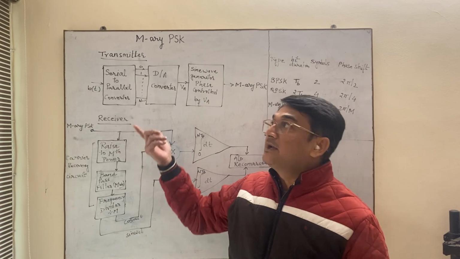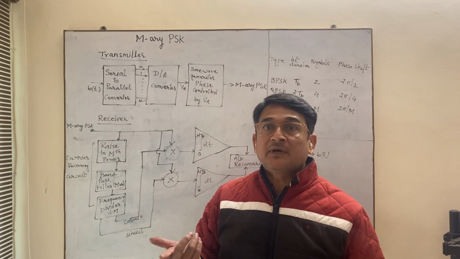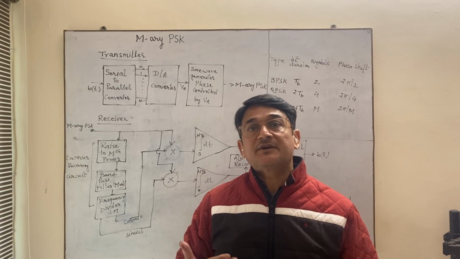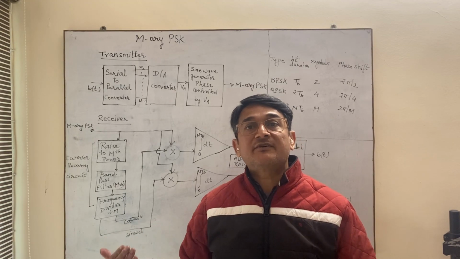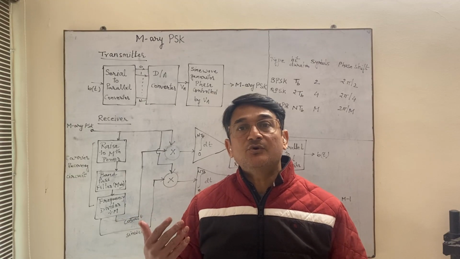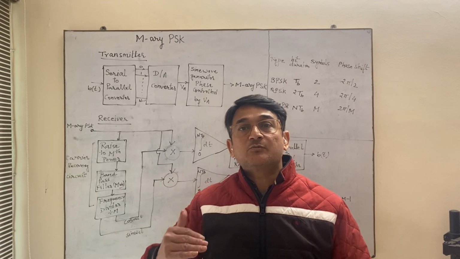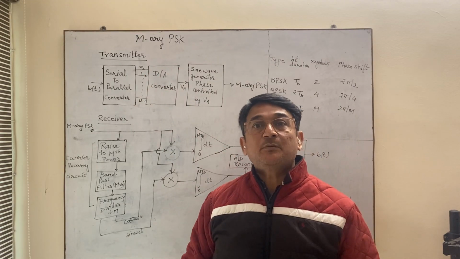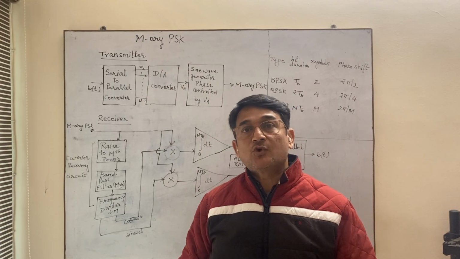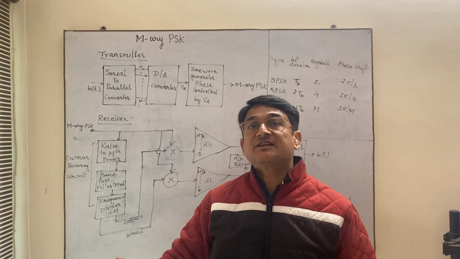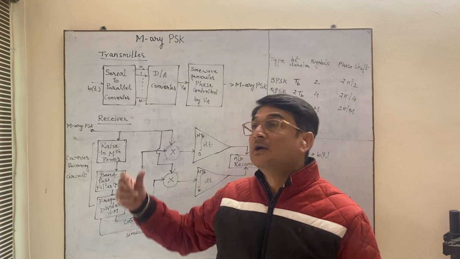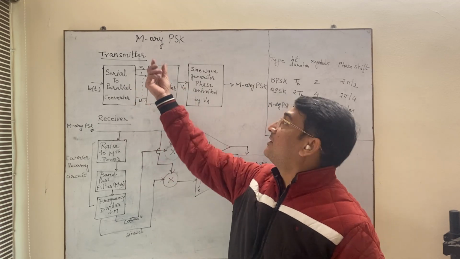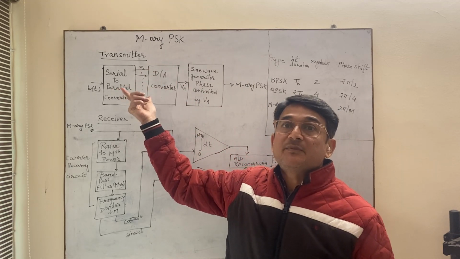For example, M can be any number. Suppose you have a 3 bits combination, so you can generate 2 raised to the power 3, that is 8 different combinations, that is from 000 to 111. So 8 different symbols can be transmitted, that will be termed as 8-ary PSK. If you are combining 4 bits, then 2 raised to the power 4, that is 16 various combinations of bits are possible. So that will become a 16-ary PSK. So in general form, we can say that it is an M-ary PSK technique.